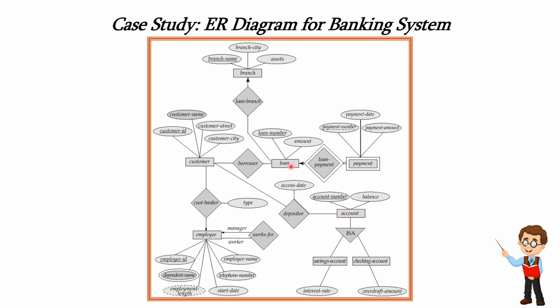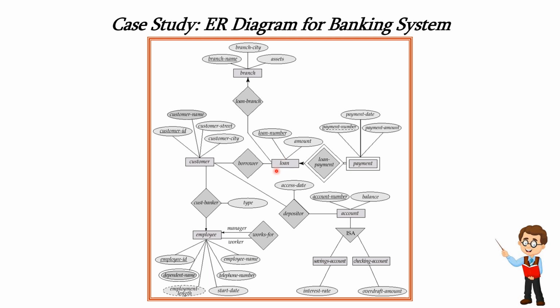And we can see that loan is connected to the payment entity set through the identifying relationship loan payment. Here payment is called a weak entity set because it does not have a primary key, whereas loan is the strong entity set because it has the primary key loan number. Here we have the discriminator for the payment entity set, which is payment number, underlined with a dashed line. The double lines indicate total participation between the loan payment and the payment entity set. That is, at least one payment must be made for the loan. So the payment entity set is totally participating in the loan payment relationship.